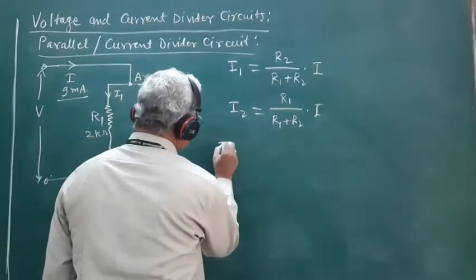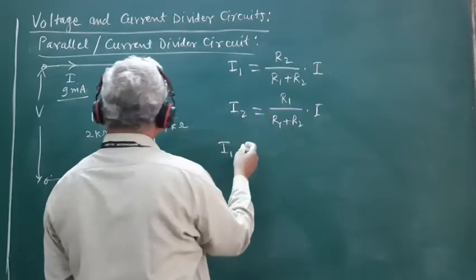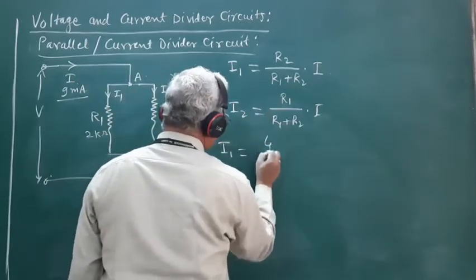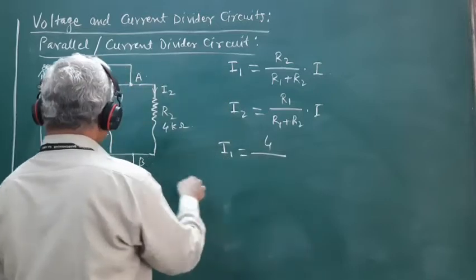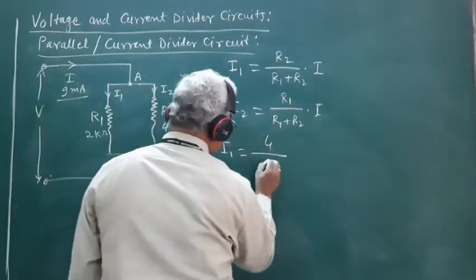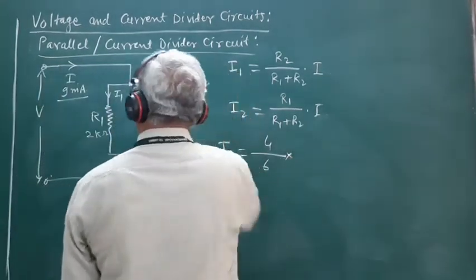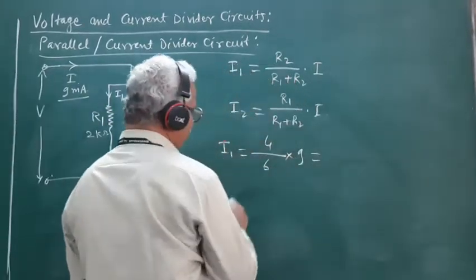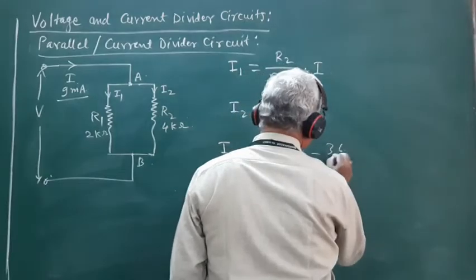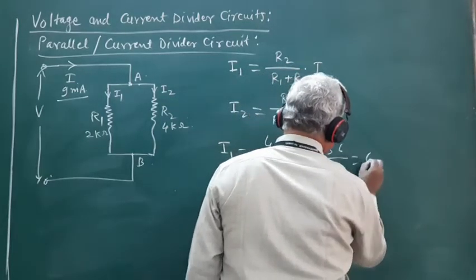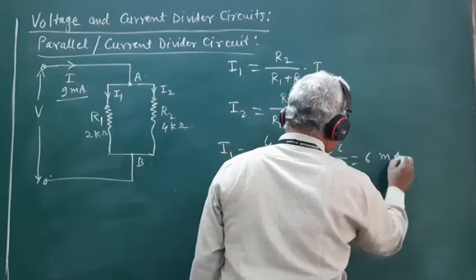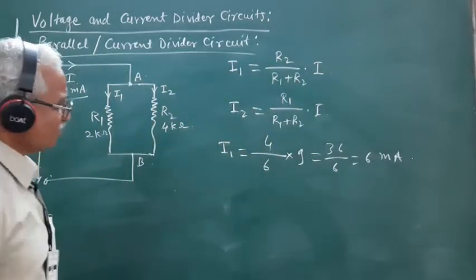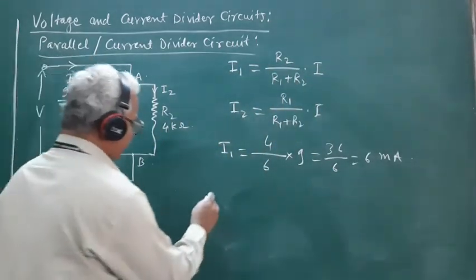We can calculate I1 to be equal to R2, which is 4 kilo ohm, divided by R1 plus R2, which is 6 kilo ohm, multiplied by I, the total current drawn from the source, which is 9 milliampere. So, this is 36 by 6. So, this is only 6 milliampere. This will be equal to 6 milliampere.